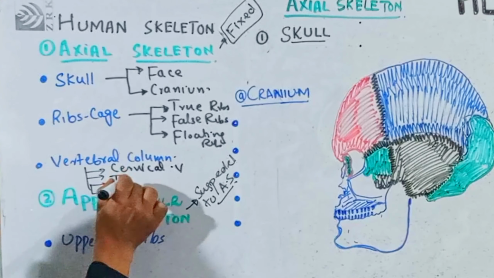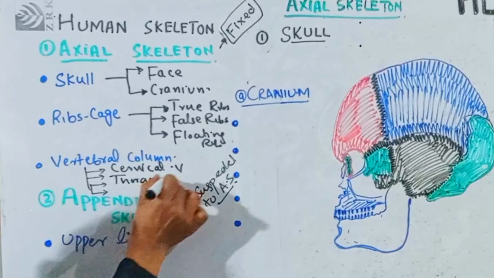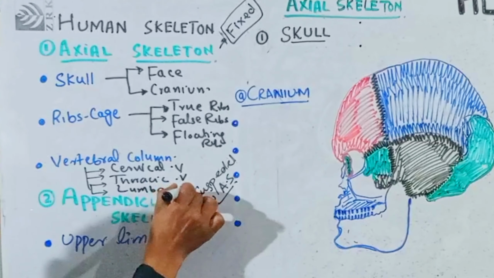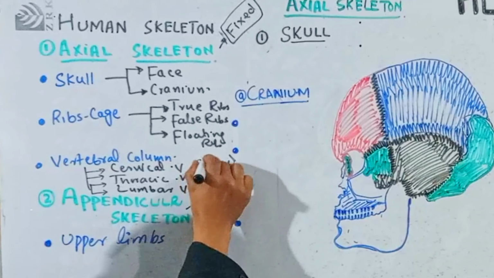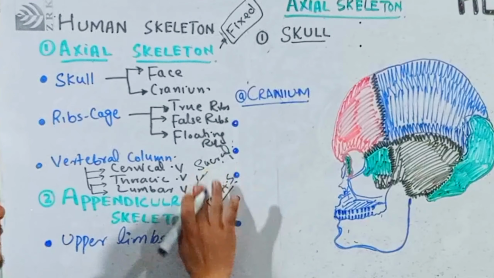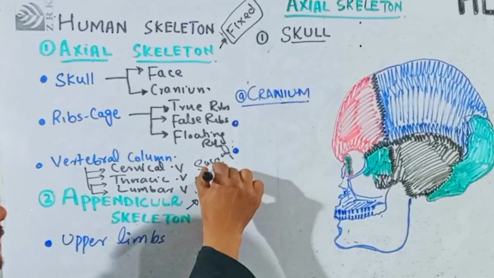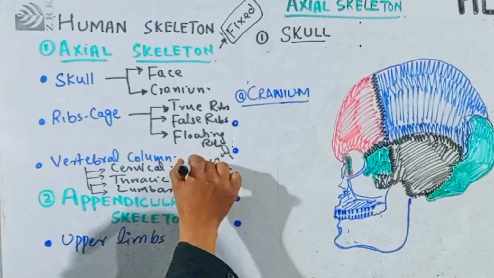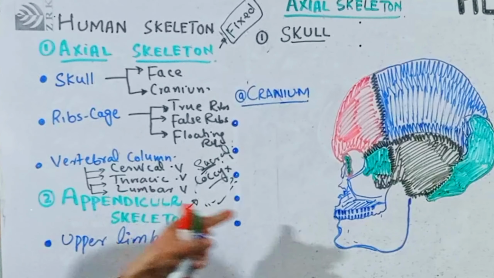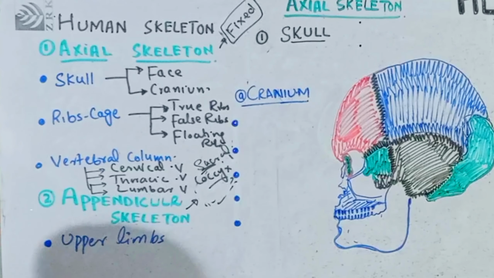The vertebral column is further divided into five regions: the cervical vertebrae, thoracic vertebrae, lumbar vertebrae, the sacral and coccyx vertebrae. These are the five regions of the vertebral column. We will discuss these regions in detail after a few seconds.